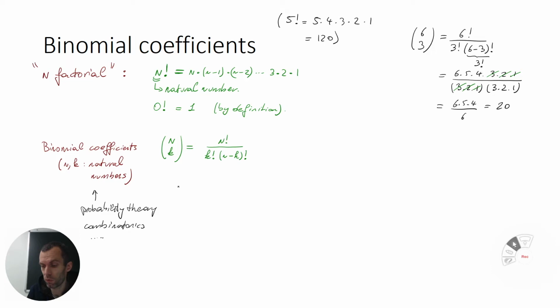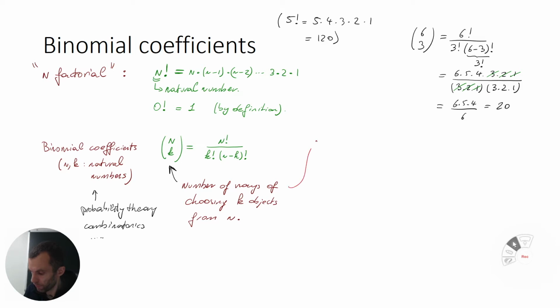And so why are they so ubiquitous? Well, they actually have a standalone meaning, and they represent, so this coefficient represents the number of ways of choosing k objects from n. So out of n, choosing k, how many ways are there to do that? And just to see this in action, and this is maybe also a bit difficult to write down, but I'll try my best.